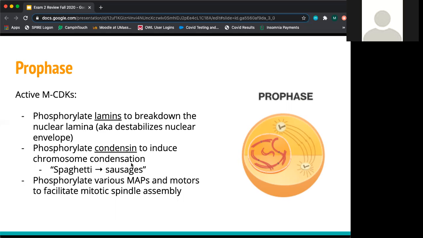So the lamins break down the nuclear lamina and destabilize the nuclear envelope. This opens the nuclear envelope, and they phosphorylate the condensin to introduce the chromosome condensation. Think of going from a spaghetti to a sausage, like everything's all linked up and condensed together and packaged. Then they phosphorylate various motor proteins to facilitate meiotic spindle assembly.